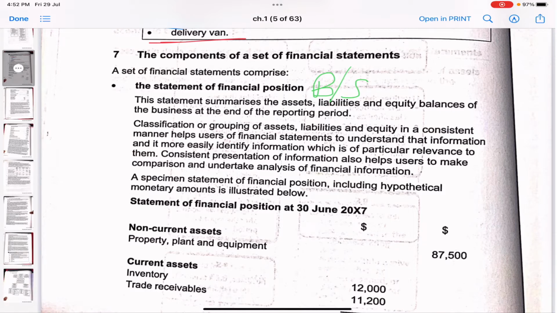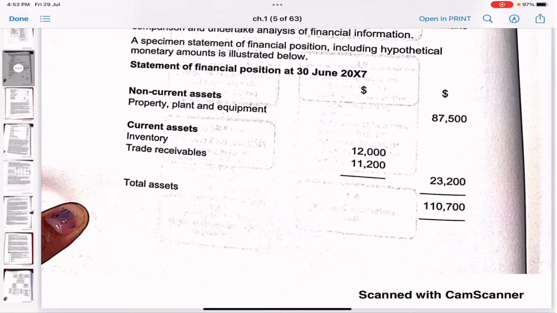This statement summarizes the assets, liabilities, and equity balances of the business at the end of the reporting period. Classification or grouping of assets, liabilities, and equities in a consistent manner helps users of financial statements to understand that information and more easily identify information which is of particular relevance to them. Consistent presentation of information also helps the users to make comparisons and undertake analysis of the financial information. A specimen statement of financial position, including hypothetical monetary amounts, is illustrated below.